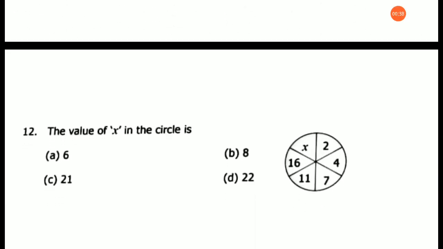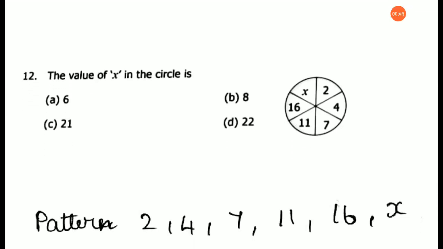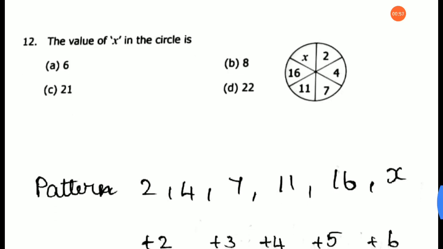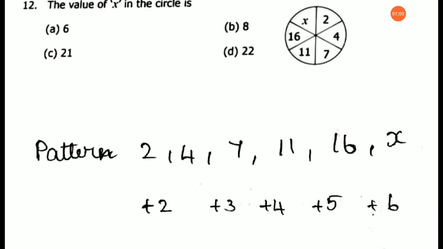Now, the 12th one. The value of X in the circle is, they have given you a circle and it is in some sequence. You have to find out the pattern and then write the answer. For that, you just take this and write it in a sequential form. 2, 4, 7, 11, 16 and X is there. Then you can think how much is being added. After 2, it is 4. So plus 2 is happening here. After 4, it is 7. 3 is being added. So in this case, you have to continuously check for at least 3-4 numbers so that you can obtain some information.